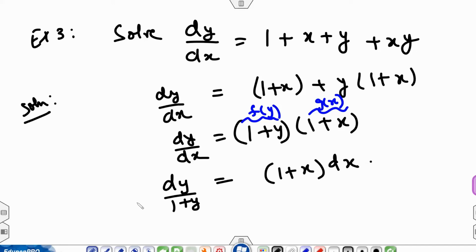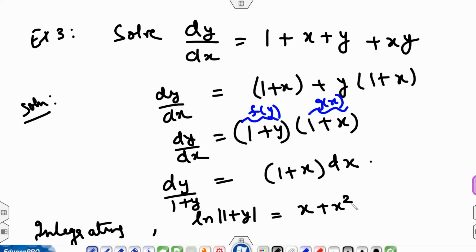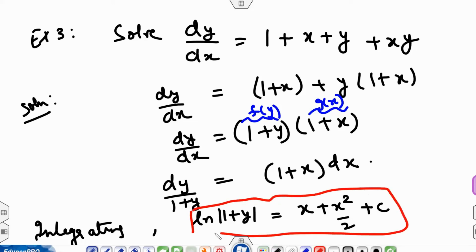Now again integrating, what will I get? I'll get ln(1 plus y) is equal to x plus x square by 2 plus c. So this will be the required solution for the given differential equation.